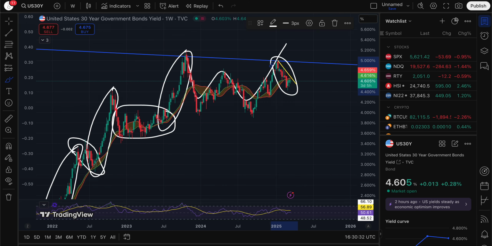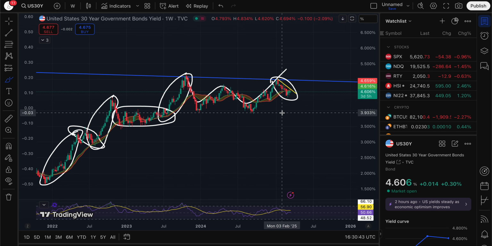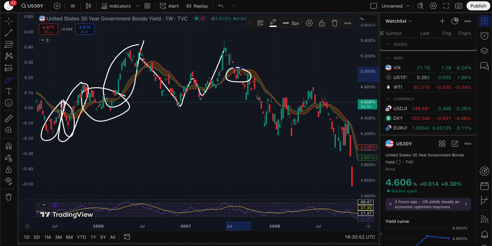Okay, again, as I've said many, many times before, we really are in a place where we are being held hostage by economic data. That will determine whether what we're seeing now, this backtest of the bull market support band on the 30-year yield, is indeed the same as this backtest we're seeing right here.